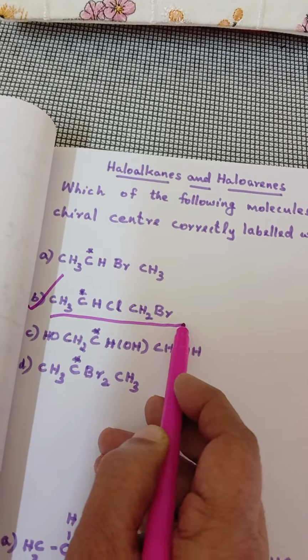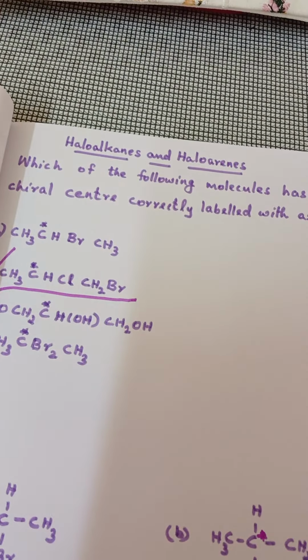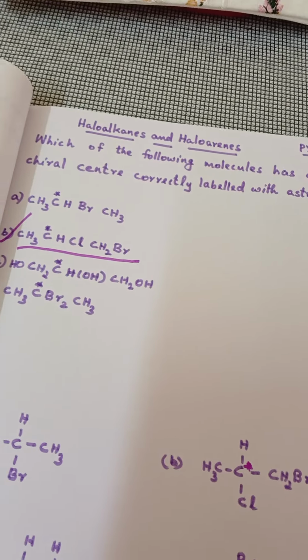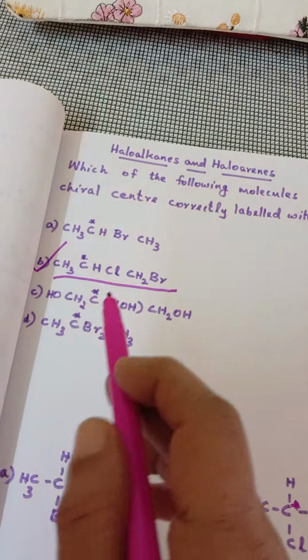That is, a carbon atom in an organic molecule bonded to four different atoms or groups of atoms, you call it a chiral carbon, and that is the correct answer.